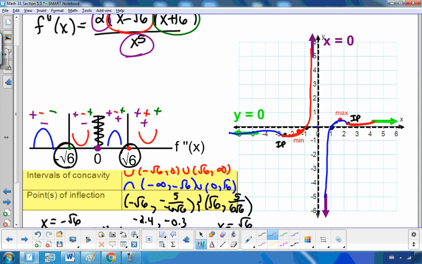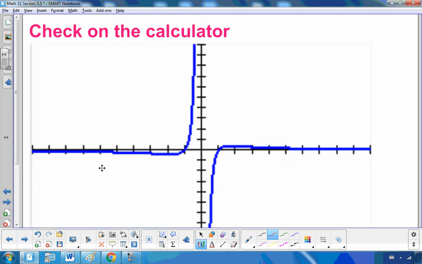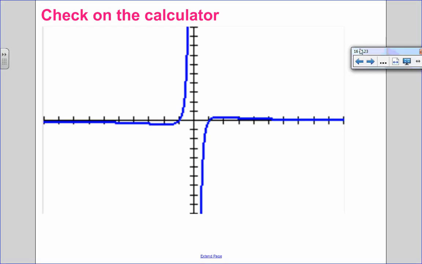Okay, so again, a lot of work, but all the graphing done without the use of a calculator. So we can go to our calculator to check to see if we're right, and you can see that the graph is pretty accurate.